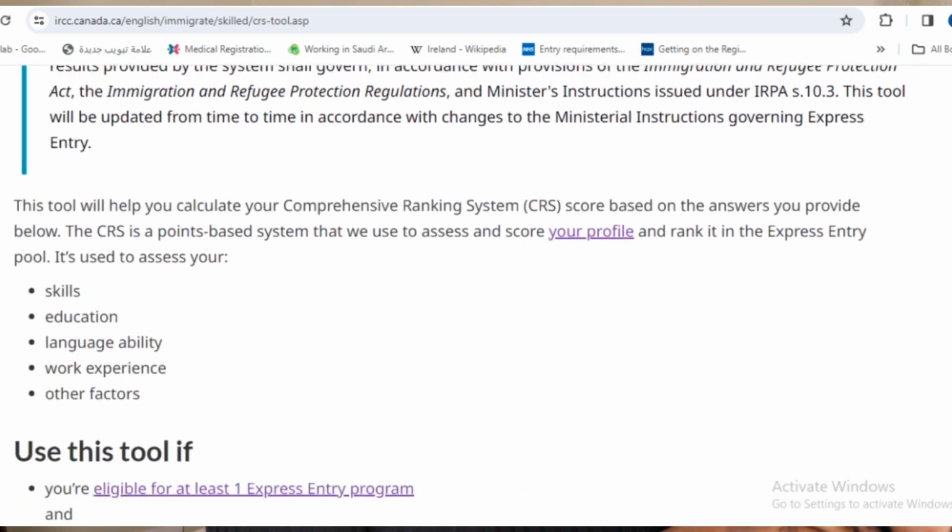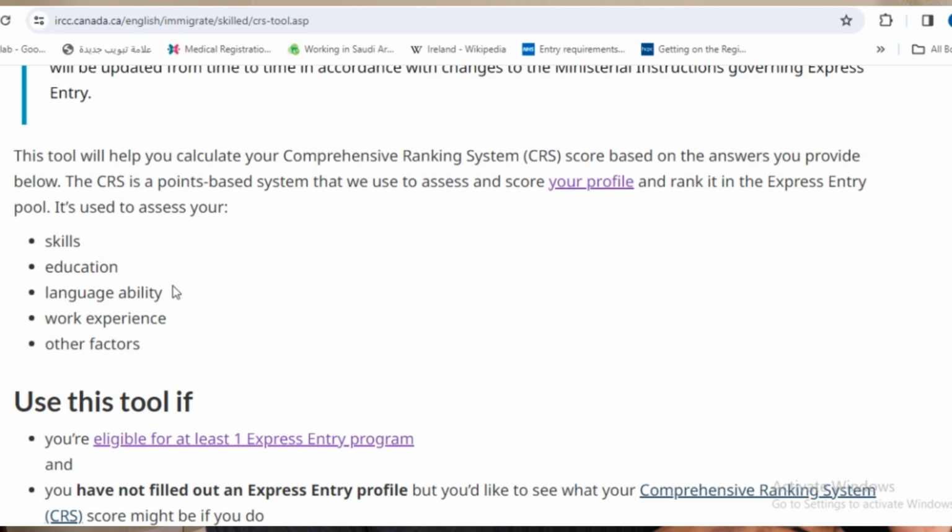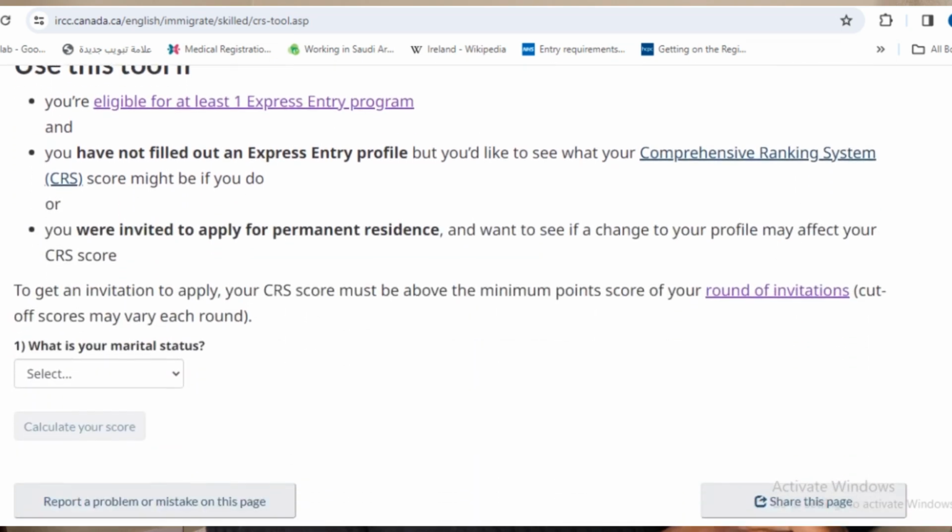To check this, you just need to answer a few questions. This tool will help you calculate your Comprehensive Ranking System score based on the answers you provide below. They're going to be checking your skills, education, language ability, work experience, and other factors. So we're going to scroll down and begin to answer those questions.